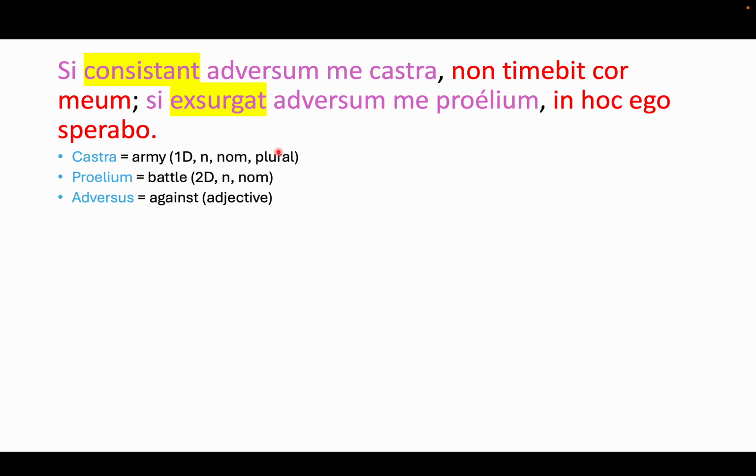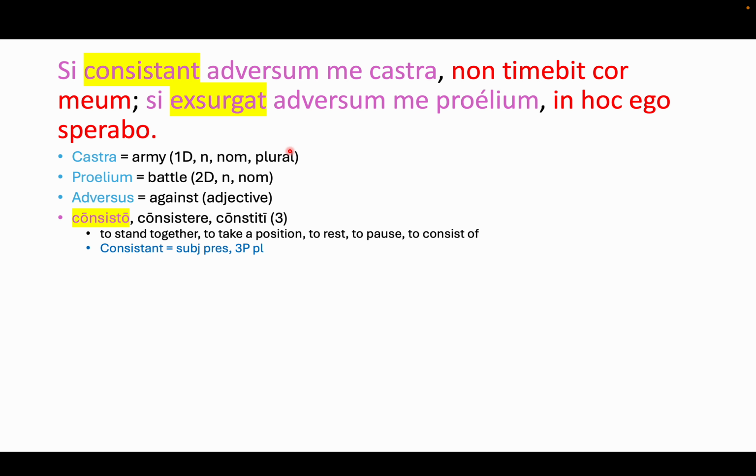Prelium means battle, and it's nominative, singular, and adversus is an adjective meaning against. So consisto is a verb meaning to stand or to take a position. Consistant is the subjunctive present of the third person plural, so it means they take a position. So this clause here means if an army takes a position against me.